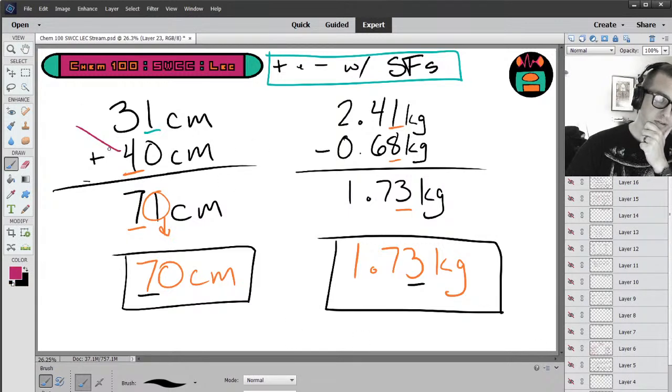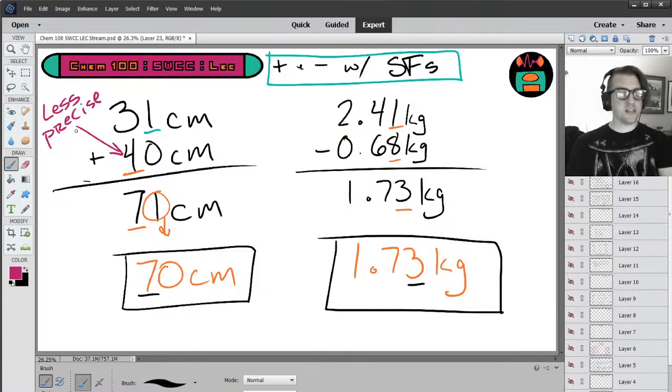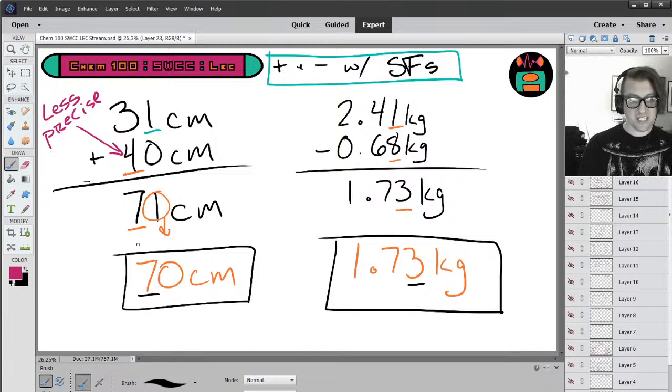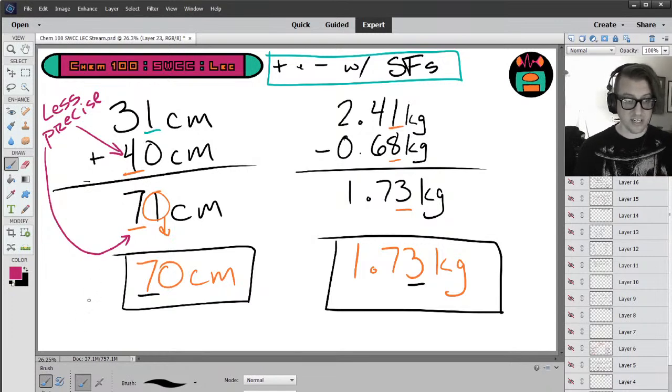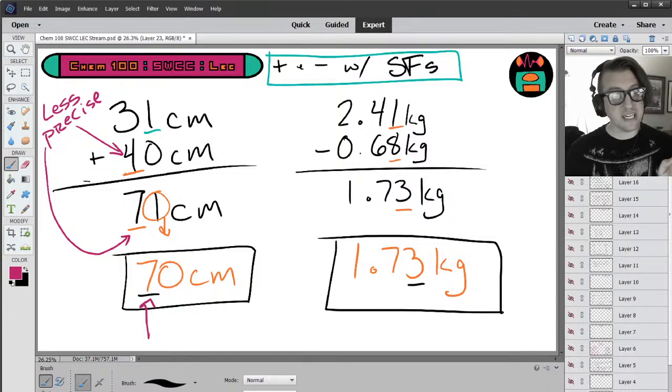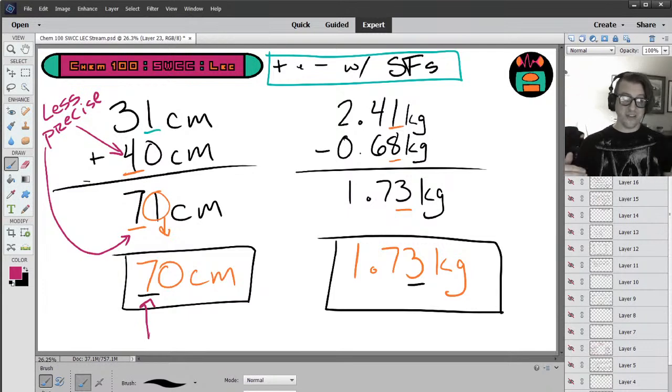40 is less precise. Because 40 is less precise than 31, the answer must have its last significant digit in the same place. Its last significant digit must have the same place value as 40. 40's last significant digit was in the tens place, so our answer must have its last significant digit also in the tens place. And yes, Robert, we are rounding down because 1 doesn't round up. We're not going to round 71 up to 80. We're going to round 71 down to 70.